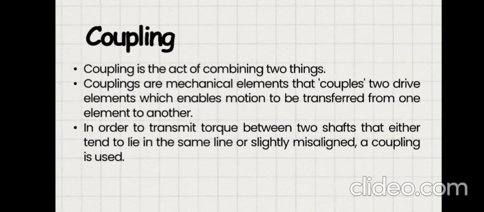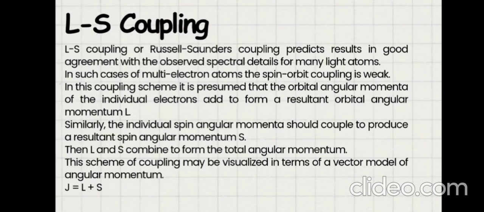So, what is coupling? Coupling is the act of combining two things. Couplings are mechanical elements that couple two drive elements, which enables motion to be transferred from one element to another. For example, in order to transmit a torque between two shafts that either lie in the same line or are slightly misaligned, a coupling is used. In physics, two systems are coupled if they are interacting with each other. There are two types of coupling, LS coupling and JJ coupling.